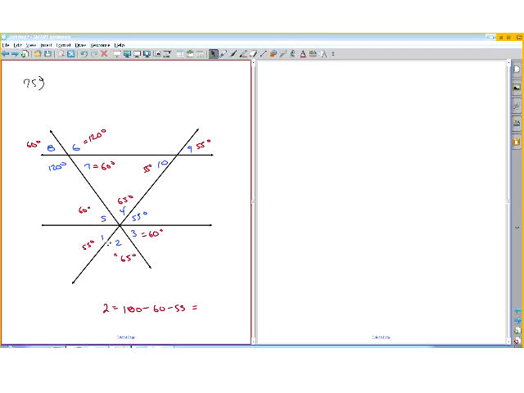Then we said, okay, this plus this plus this has to equal 180 because this is a straight line. So we could solve for this by taking 180 and subtracting these two. And we ended up with 65. And all the other ones are easy because these are all vertical angles with the opposite one. So this angle is opposite that one, so that was 55. This one was opposite this one, so that's 65. And this one's opposite that, so that's 60.